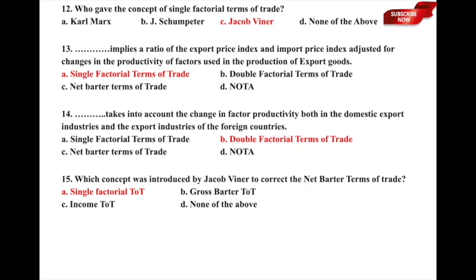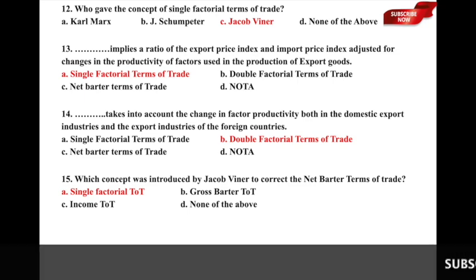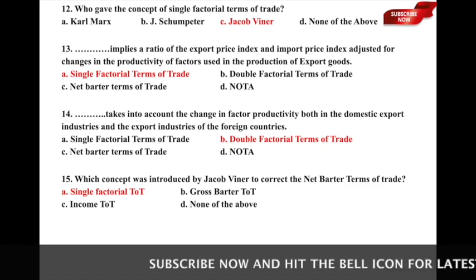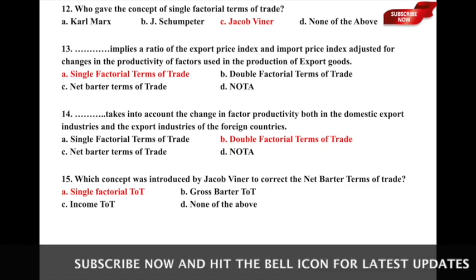Let us now move to the next one. Dash implies a ratio of the export price index and import price index adjusted for changes in the productivity of factors used in the production of export good.